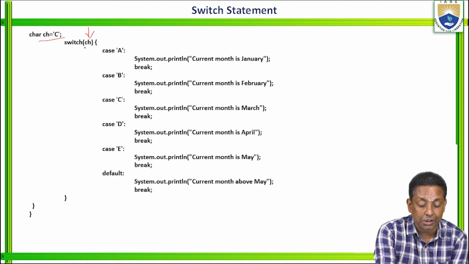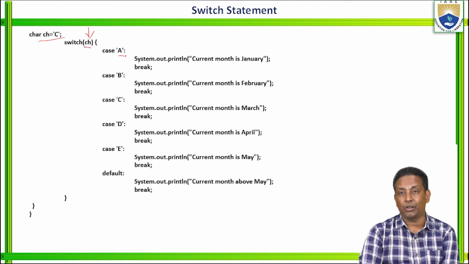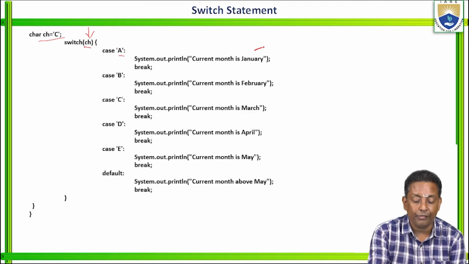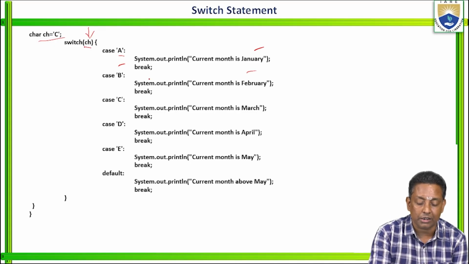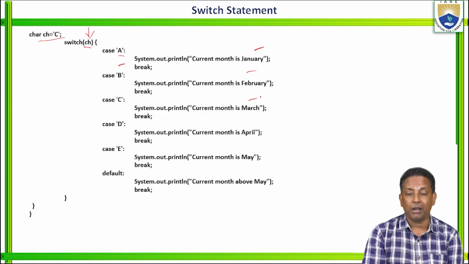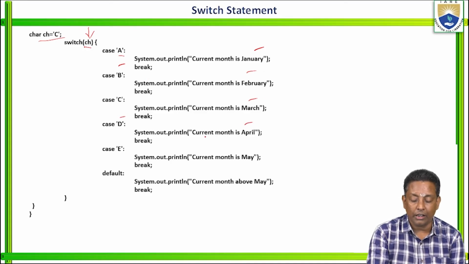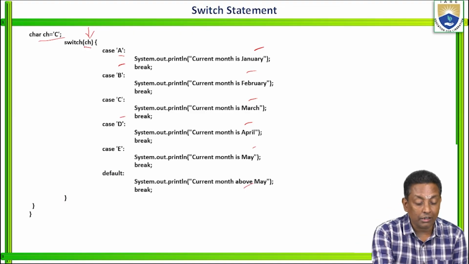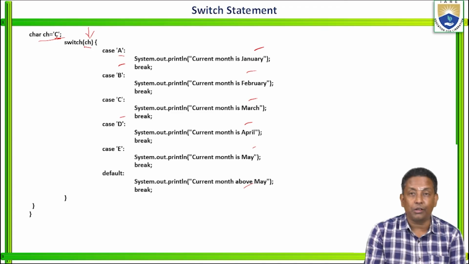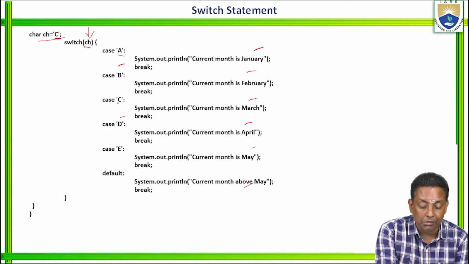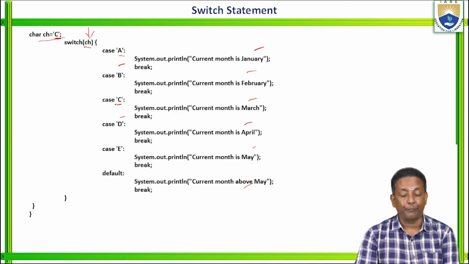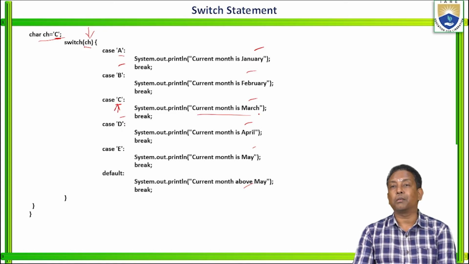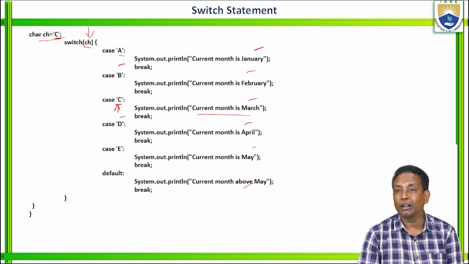If the ch value is 'a', single quotation, single character a, then current month is January. If it is 'b', current month is February. If it is 'c', current month is March. 'd', April, 'e', May, default, current month is above May. Because the character ch variable value is 'c', this case will be executed. This case will be successful. Once this case is successful, this statement will be printed: current month is March. Break the condition.